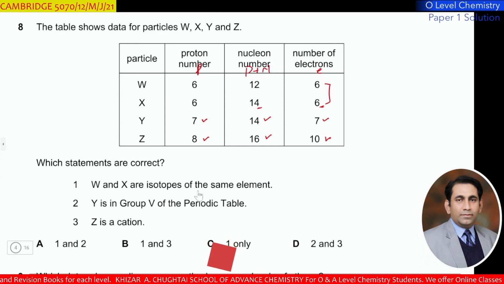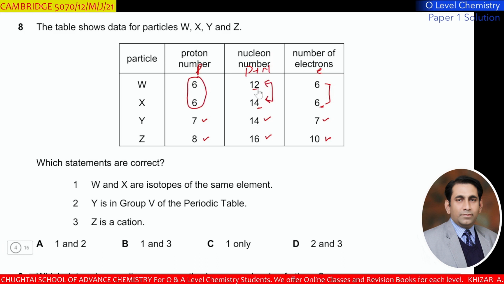W and X are isotopes of the same element. Yes, it is true. If two elements have the same atomic number but different nucleon numbers, they are said to be isotopes. So yes, the first statement is correct.